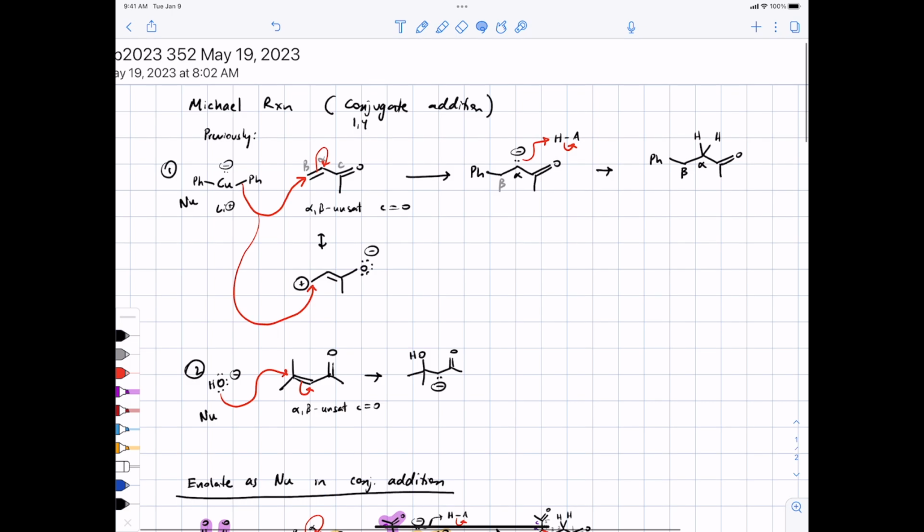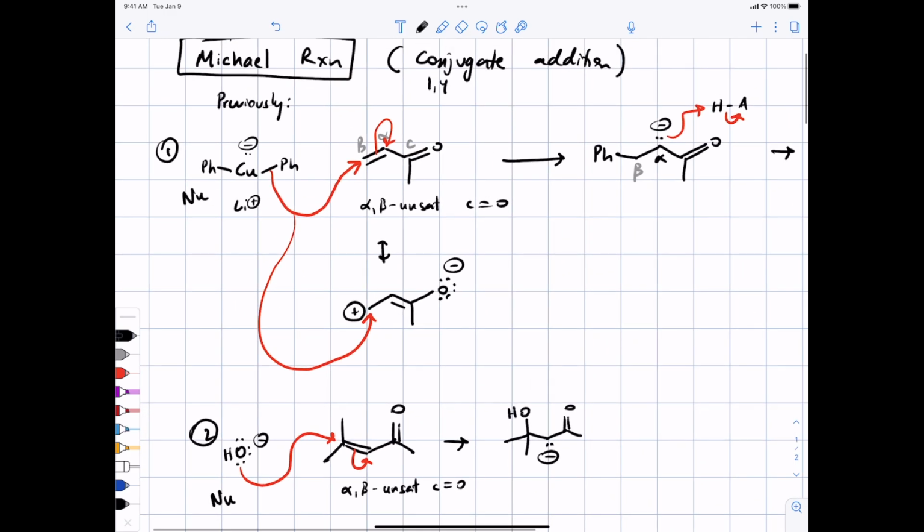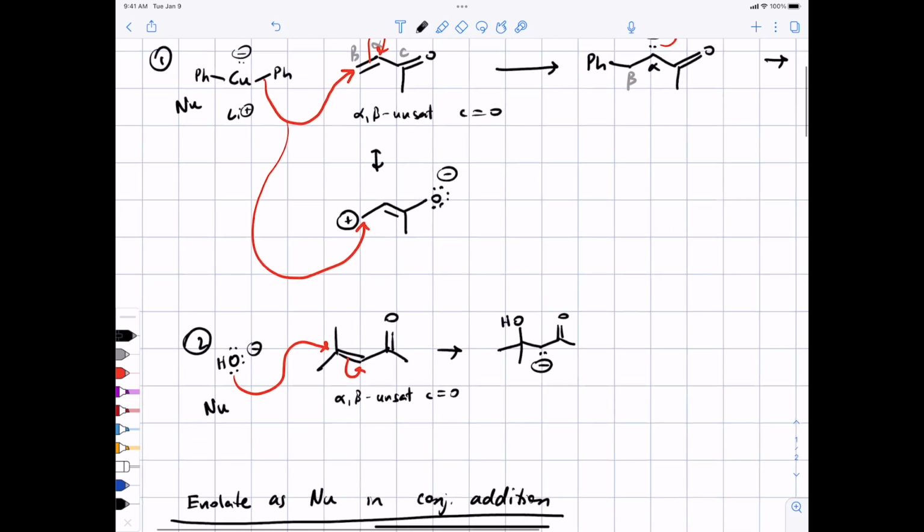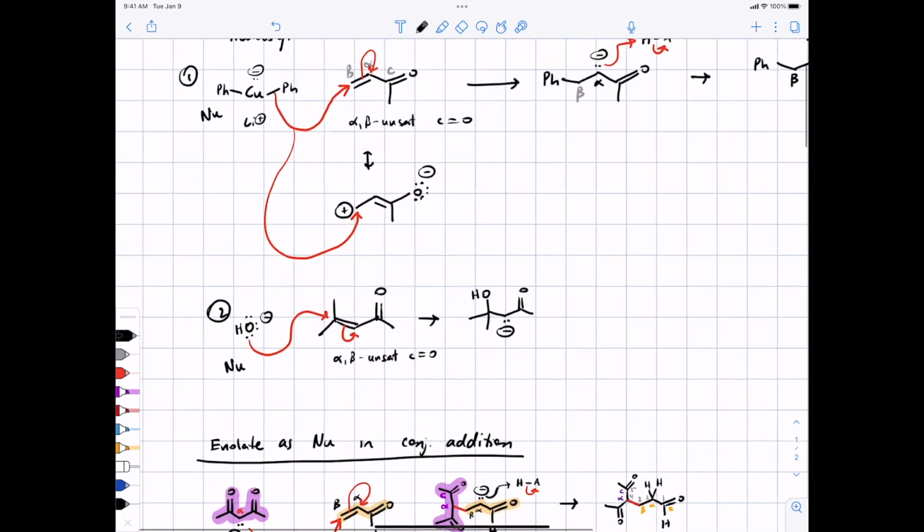Right, so the Michael reaction is a form of conjugate addition. That's where you add to the beta carbon of an alpha-beta unsaturated carbonyl compound. You've seen two examples of this kind of thing before that we reviewed last time. One was cuprate addition to the beta carbon. The second was the reverse in the retroaldol.